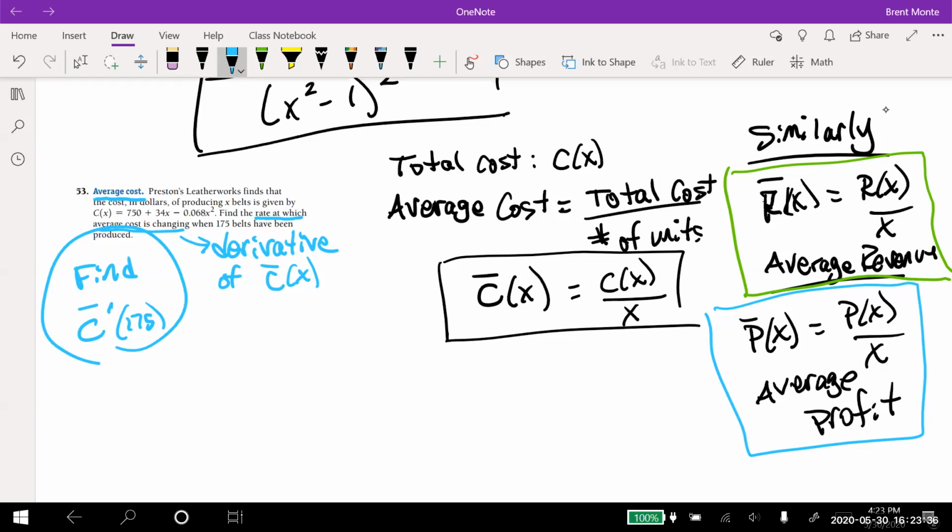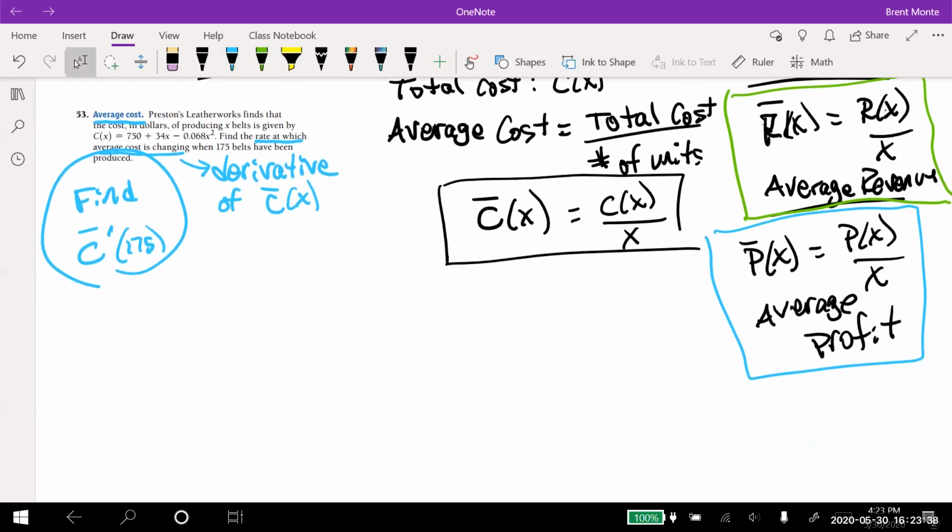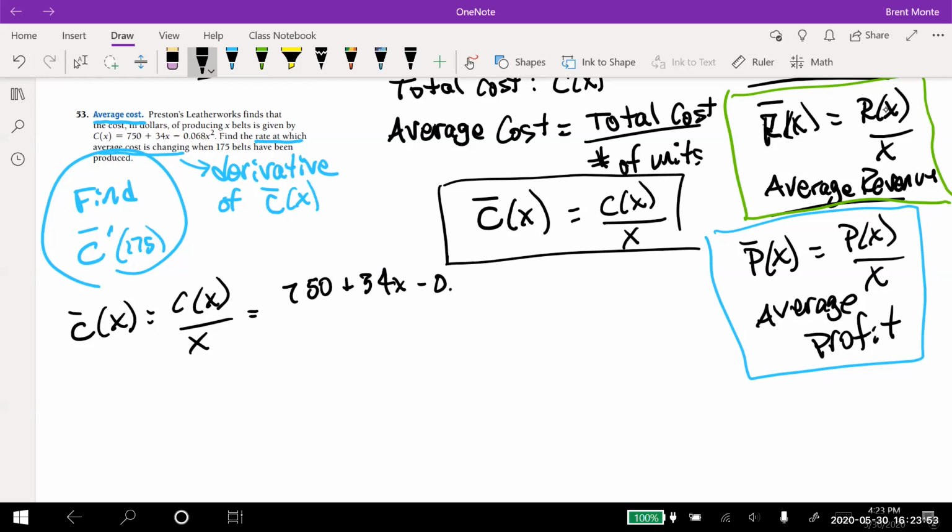Okay, so here's what we do. We start off, we've got the function. So we say, okay, I need to find C bar of X. Well, I know that's C of X divided by X. Well, that's 750 plus 34X minus 0.068X squared, all divided by X.